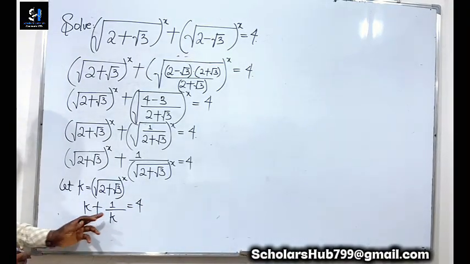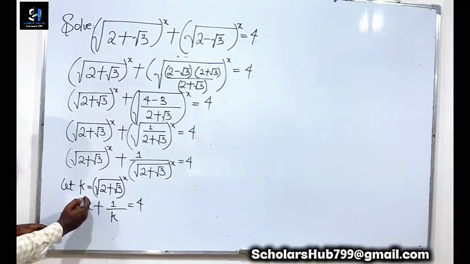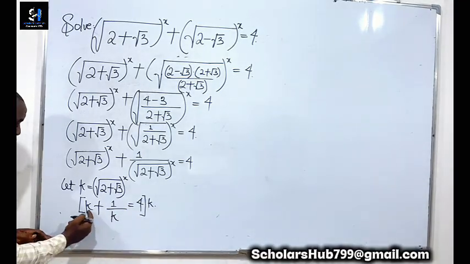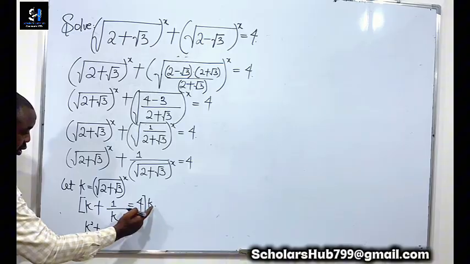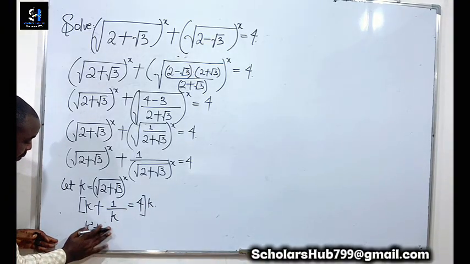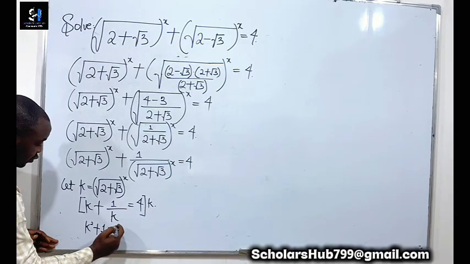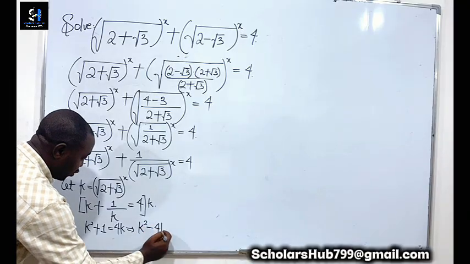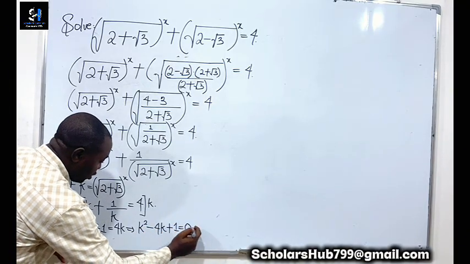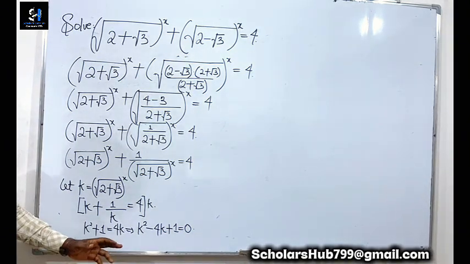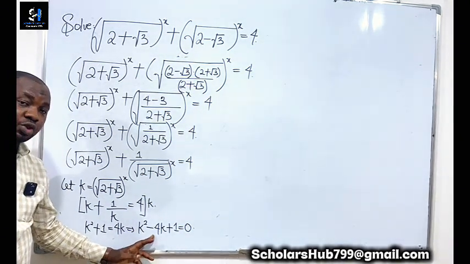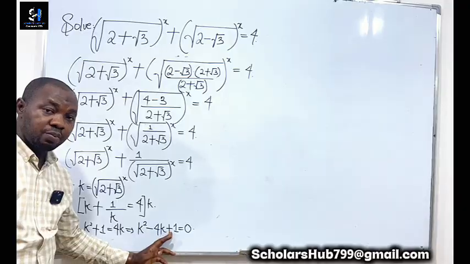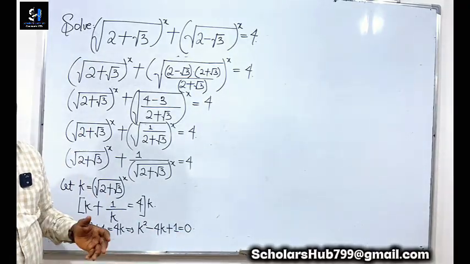Now, to convert this equation into a quadratic equation, I'm going to multiply through by k. So k times k is k squared, k times 1 over k is 1, and k times 4 is 4k. So this will be k squared minus 4k plus 1 equals 0. All right. Now, I'm going to solve this quadratic equation by the method of completing the square. What I will do first is carry this plus 1 over to the right-hand side to become minus 1.